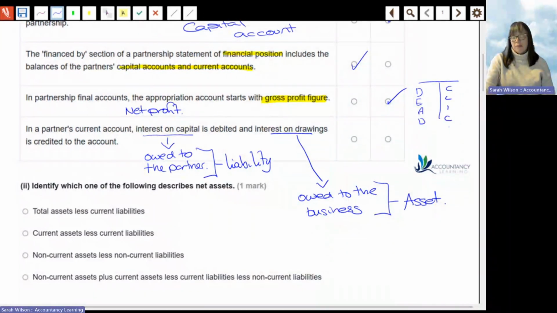So when we look at our debit and credit to identify whether it would be a debit or credit, when our liabilities increase, it's going to be on the credit side. When our assets increase, it will be on the debit side. So using that, our interest owed to the partner, which is a business liability, should be credited. And the question is saying debited. And interest on drawings should be debited, and the question is saying credited. So therefore, it's false. It should be the opposite way round.